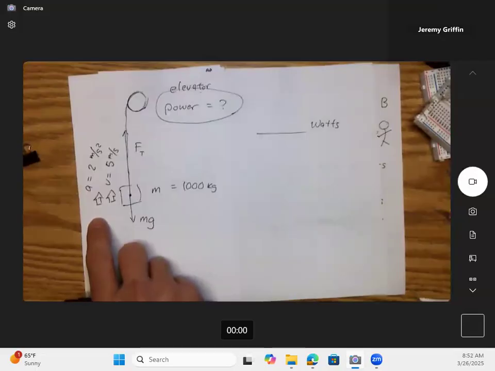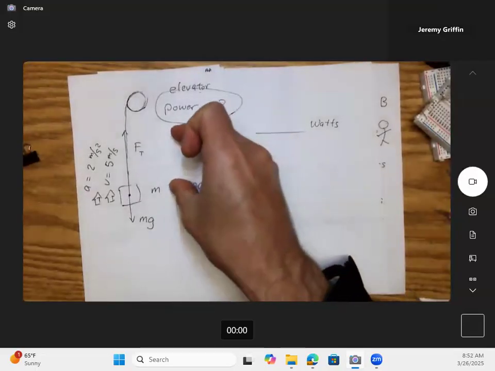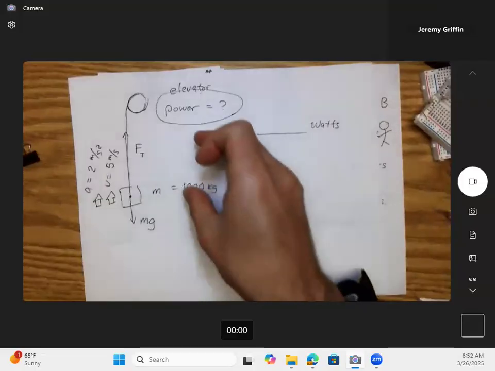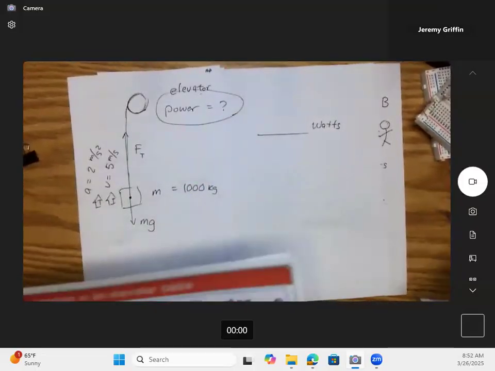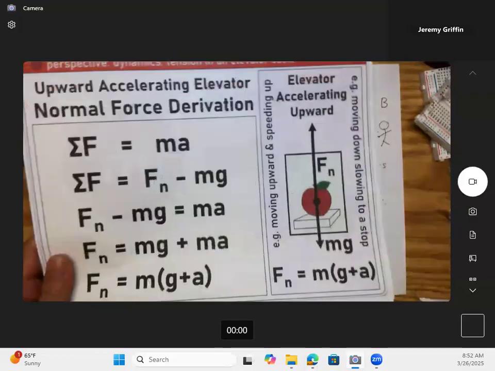Here, this elevator is accelerating upward, which means which force is bigger, the tension force up or the weight down? Tension force up. And that goes back to this elevator physics. Isn't that this right here?